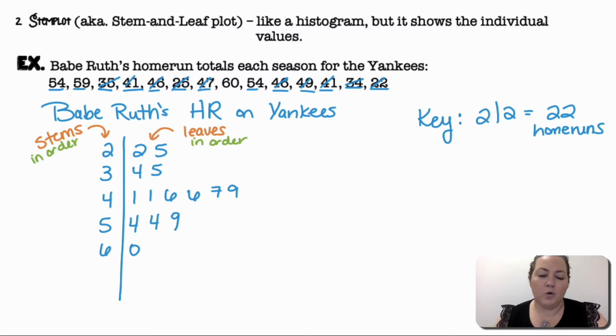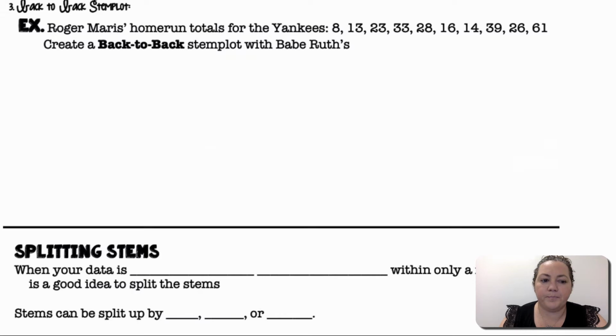Make sure you put them in order. Your leaves need to go in order as you're going to the right when it's just a single set of data. They should be getting larger as you move outward from your stems. All right, and then don't put any commas. And make sure when you make your key that you include units.